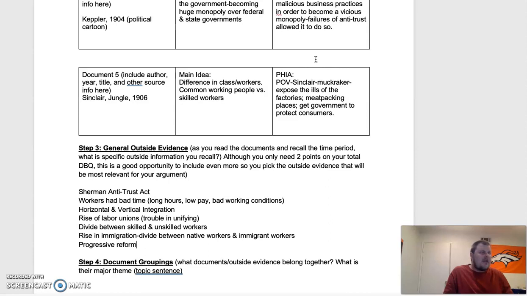I don't see a lot of mention of progressive reform in the documents, but maybe I want to bring this up as a counter-argument, or maybe something where I talk about the context a little bit later on, saying that a lot of these things did get better, but from the period 1870 to 1910, we didn't see a whole lot of that. So that's obviously an issue and that's a problem.